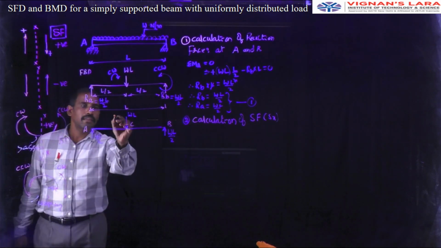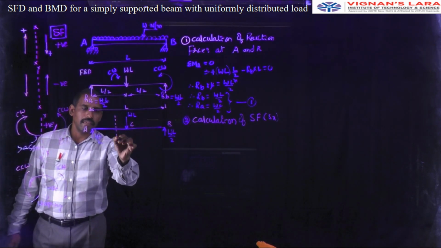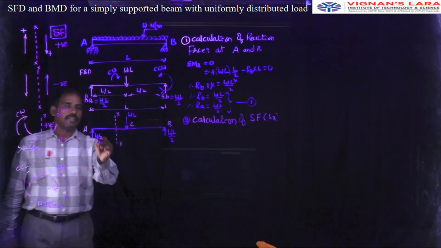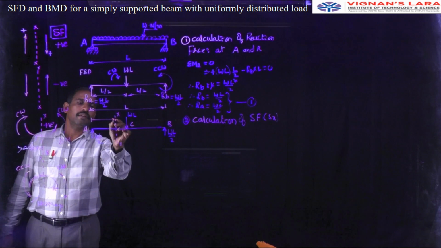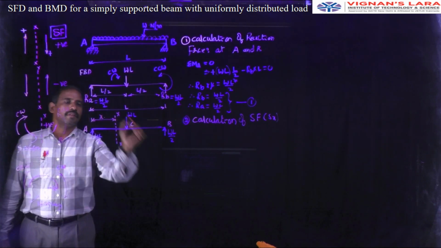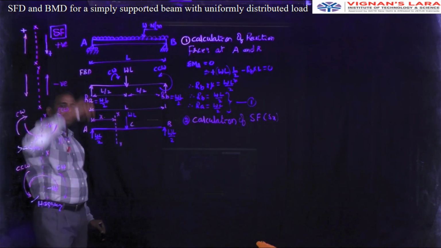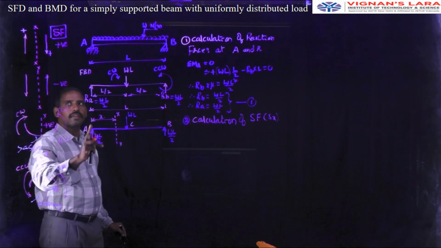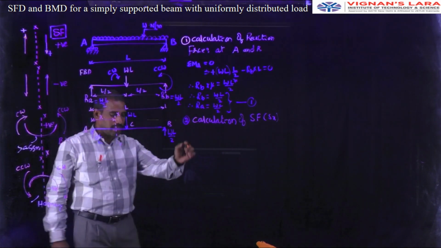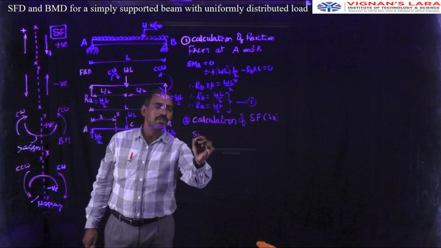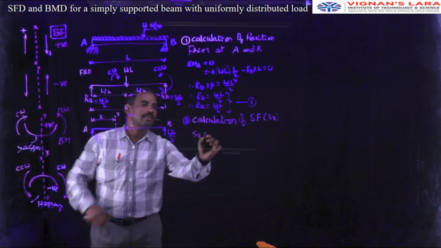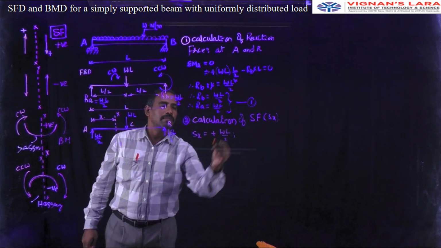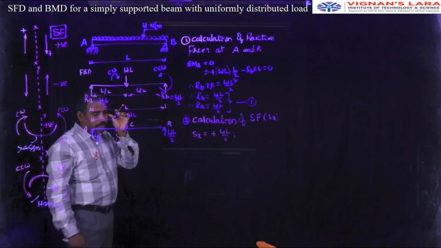So for that, this is the section XX. It is at a distance X from the end A. So what about the shear force left to the section, vertical upward? That is positive. It means Sx is labeled as plus WL by 2. It means SF at A.